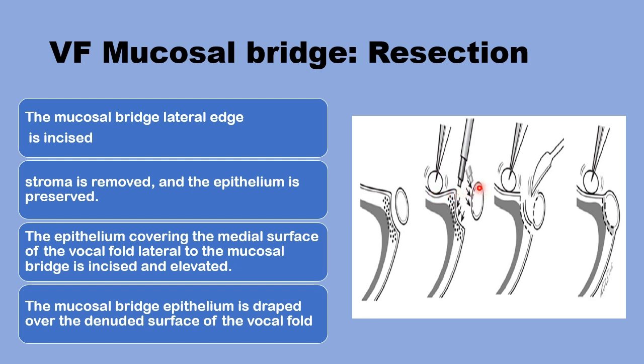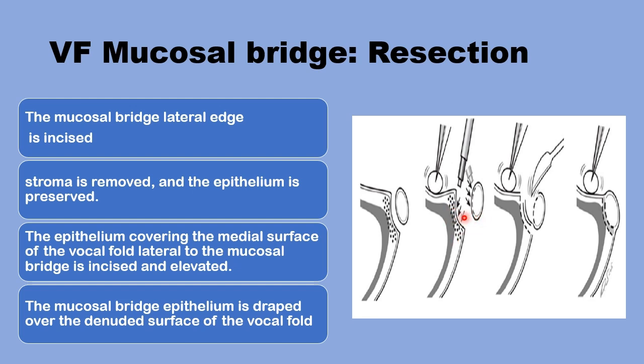And once a good exposure is achieved, the mucosal bridge is incised and only the undersurface epithelium is removed carefully, leaving the outer surface epithelium and the core of the connective tissue in sight, followed by removal of the epithelium overlying the vocal ligament of the vocal fold carefully so as not to injure the vocal ligament itself and not to cause any excessive scarring in the area.